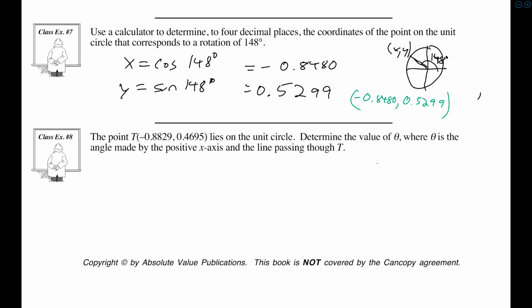Well, what's the x-coordinate going to correspond to? Yeah, cos of the angle. What's the y going to correspond to? And let's think about this. Point, negative x, positive y, what quadrant are we in? Quadrant 2, awesome. Okay, so I'm looking for cos of theta is negative 0.8829.